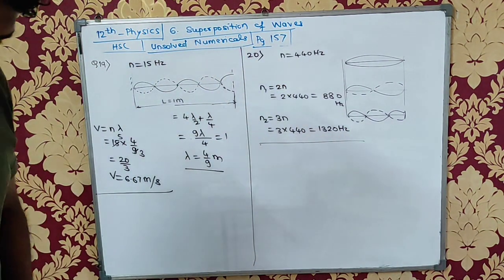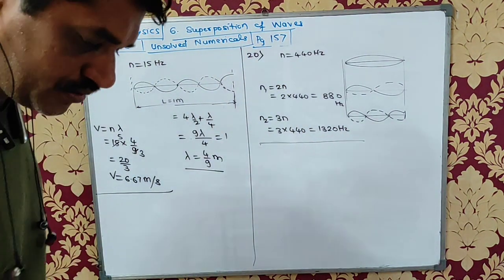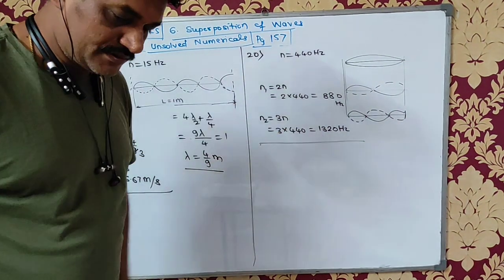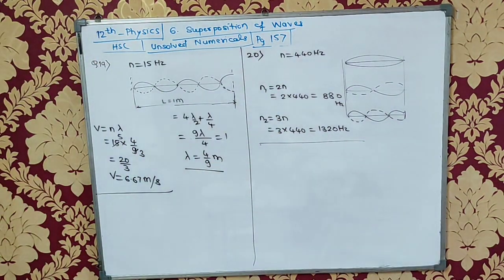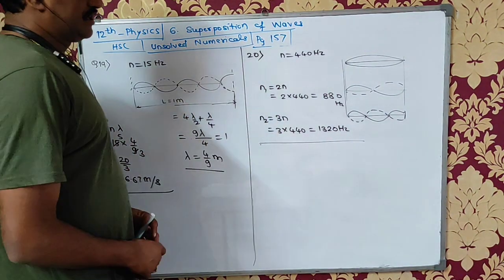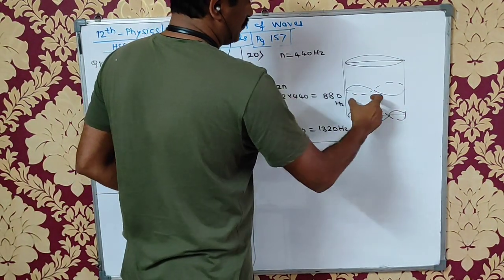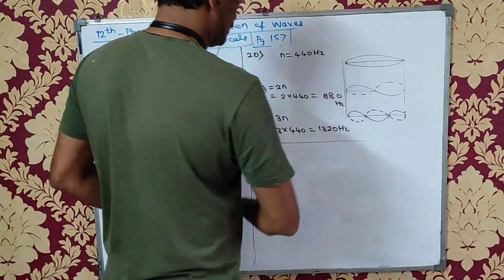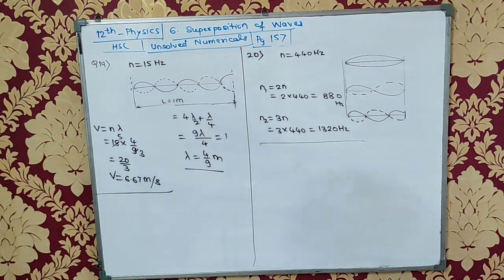These are the first and the second overtones, 880 hertz and 1320 hertz. Is this clear to you all? Because these are the waves which are on the straight wire. तो straight wire में उसका length फिक्स रख के अगला overtone इस तरह होगा, उसका अगला overtone इस तरह होगा. This is clear to you all? Hello?